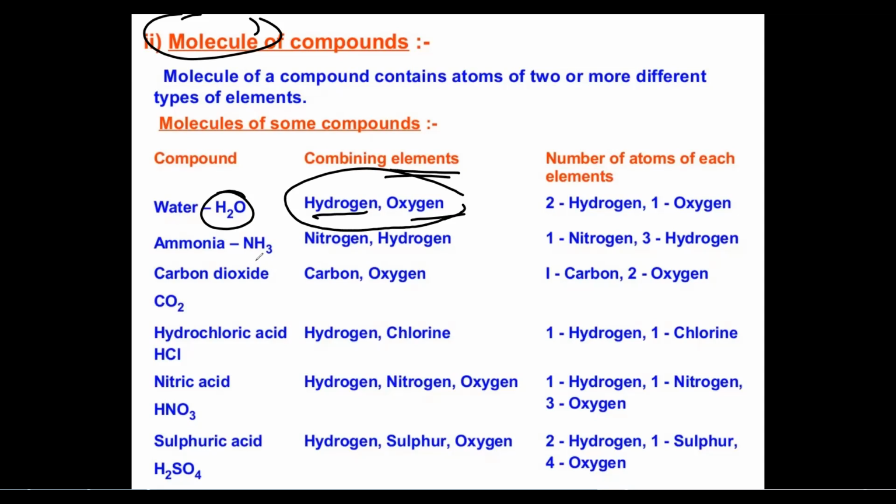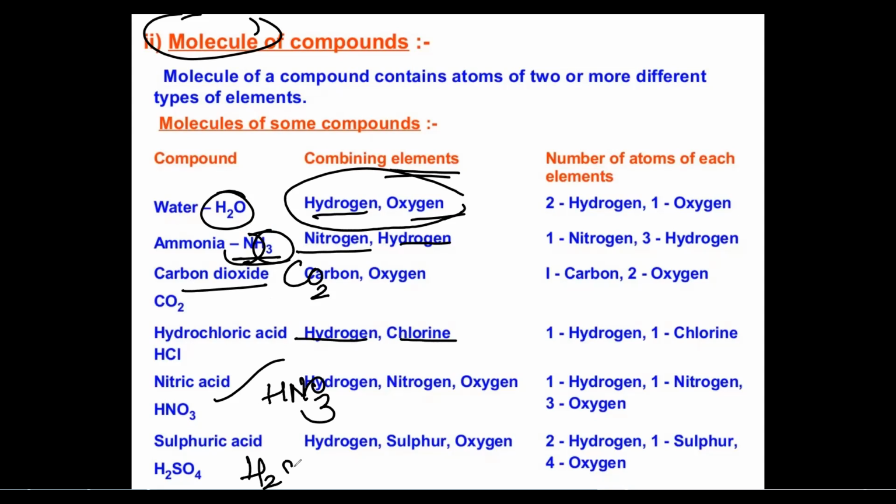Ammonia is an example, nitrogen and hydrogen. So one nitrogen and three hydrogen atoms will form ammonia. Carbon dioxide, one carbon and two oxygen. Hydrochloric acid is hydrogen and chlorine. Nitric acid is HNO3. Similarly, sulfuric acid, H2SO4. As you can see, we can have different compounds formed like this.